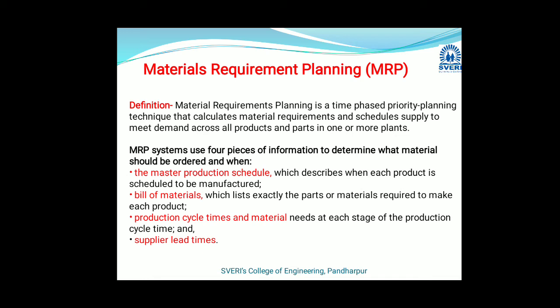So before using MRP, we have to make a master production schedule for that particular manufacturing. Then we have to make the bill of material, with each and every detail regarding the parts and products in terms of materials, cost, and number of pieces. Then for production cycle time and material, we have to reduce the time at each stage of production. For supplier lead time, we also have to reduce it. So this is some overview about MRP.